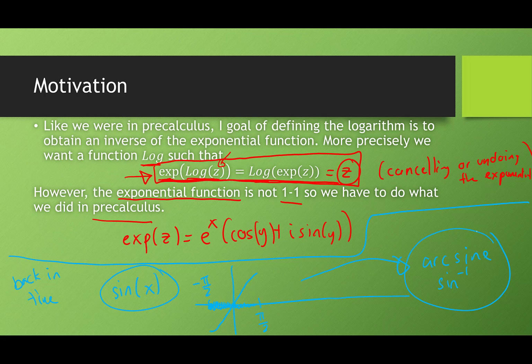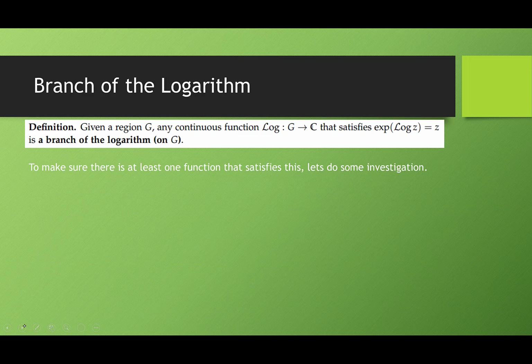So we're going to do a similar trick for the exponential function, or we have to, because again, the exponential function is not one-to-one. It was back in calculus because it just looked like this. That's definitely a one-to-one function. But in complex land, exponentials are not one-to-one, so we have to be a lot more careful.